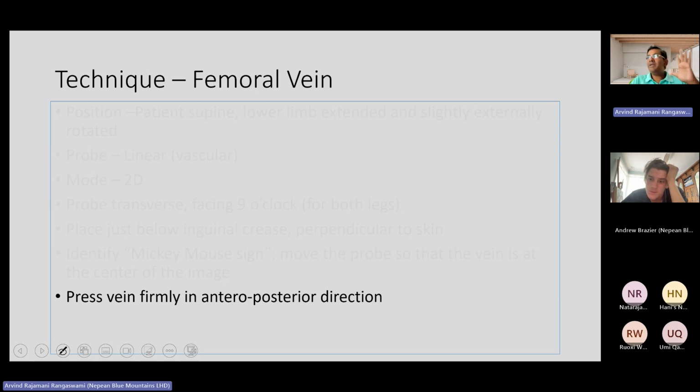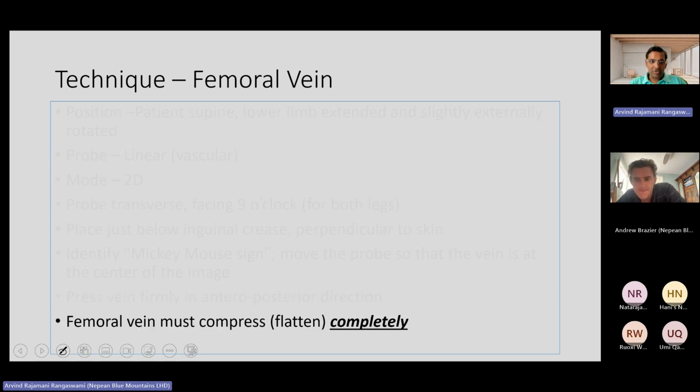A very common error here is that because it's a slippery slope, when you're applying the pressure, it is common for you to change your probe orientation, and instead of being absolutely perpendicular like this, you might end up angulating the probe towards the heart or away from the heart, and that might cause the pressure transmission to not be entire to the vein. Okay, so press the vein firmly in an anterior posterior direction.